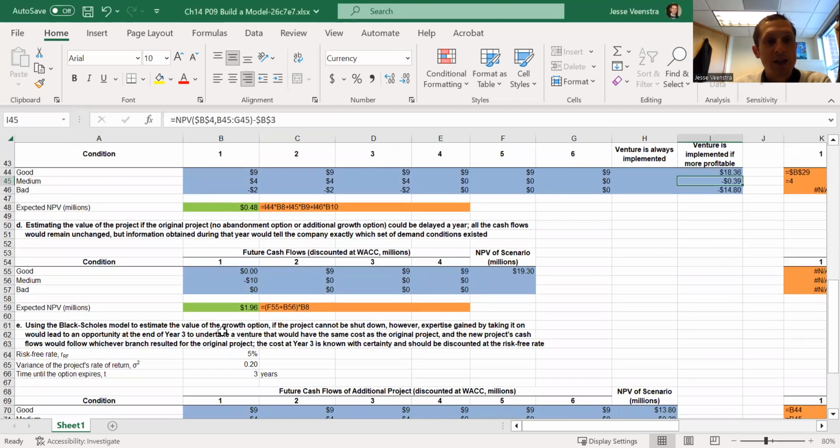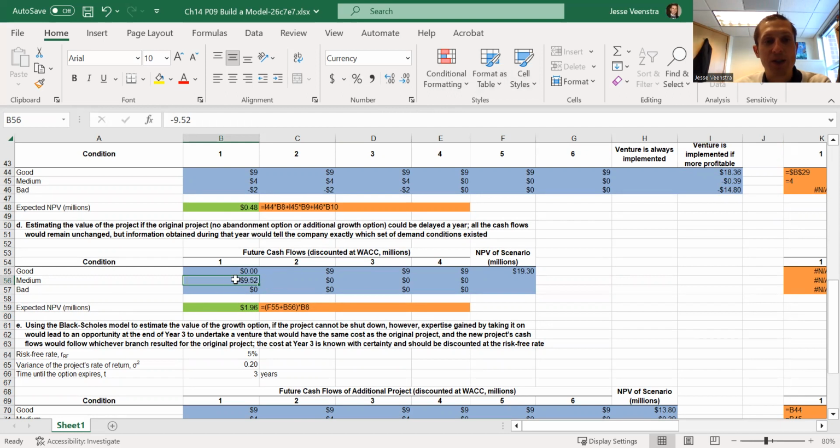Part D is saying there's no abandonment or additional growth opportunity, but we can delay the project 1 year. So we can wait 1 year to undertake that. Now, that means we don't have to make our investment until year 1 if we want to do the project.